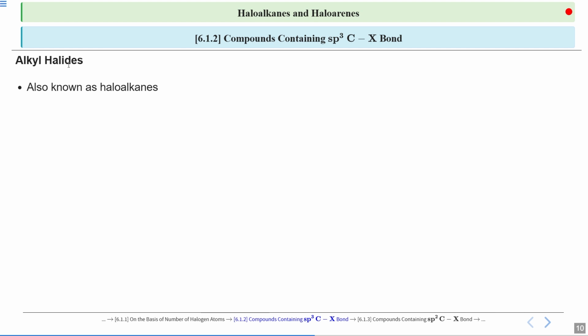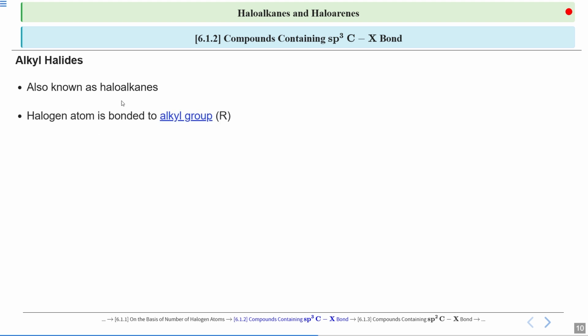As the name says, alkyl halides are also known as haloalkanes, right? Because we can do this. Alkyl halides can also be known as haloalkanes. So if you are writing haloalkanes somewhere, that doesn't mean it is not referring to alkyl halides. They are the same.